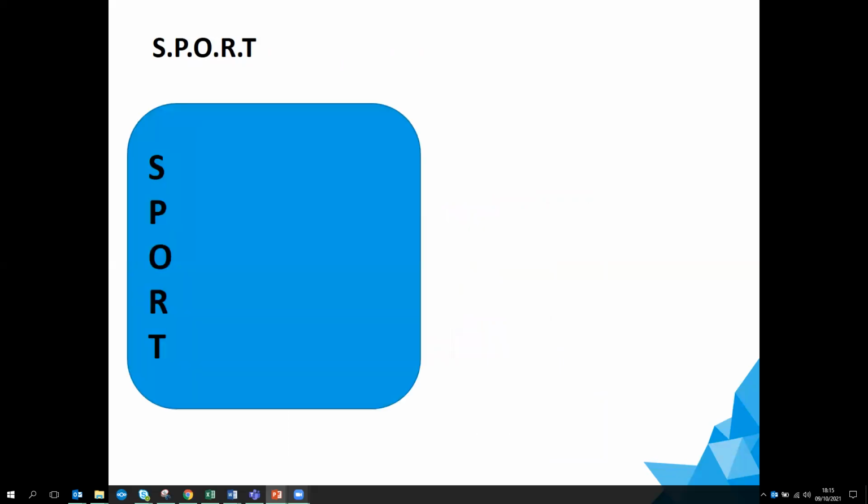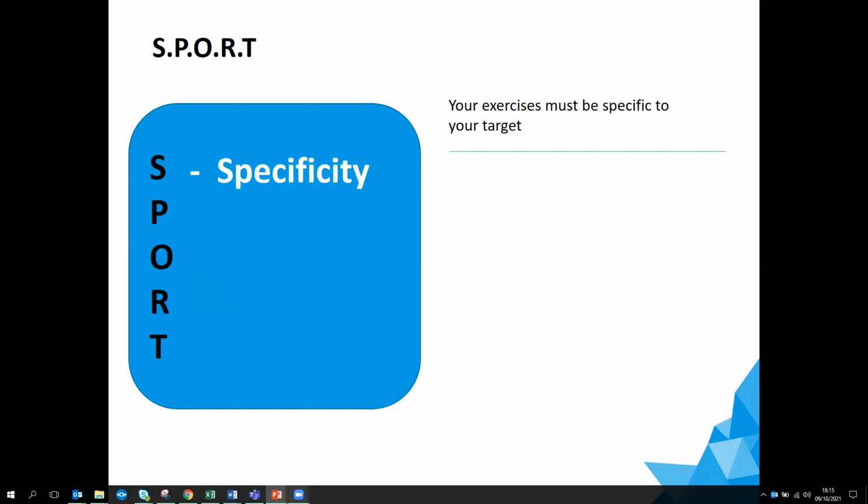SPORT is another acronym to consider when creating your health and fitness plan. And these 5 principles will help you to progress and improve, so therefore get the most out of your plan. S stands for specificity. You will need to ensure that your plan and the exercises you have detailed are relevant and specific to your target. It's important that you choose exercises that support you in reaching your target. If you're unsure of any exercises or need help with coming up with some, then you can use the internet to research.